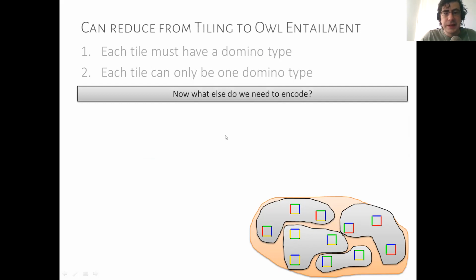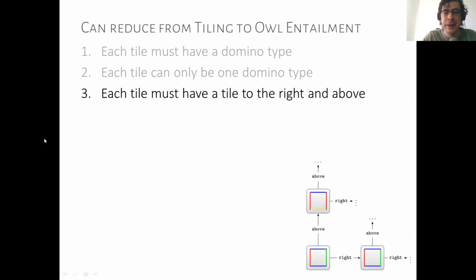So what else do we need to encode? Well, we need to encode somehow the structure of the tiling. Right now we just have these loose groups of tiles and their instances, each one an instance of one domino type. But we need to encode somehow the grid or the tiling that we're going to have. So we're going to start by saying that each tile must have a tile to the right and a tile above. Okay, so we're going to start to define this sort of structure here.